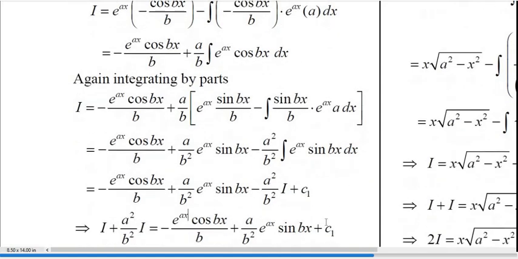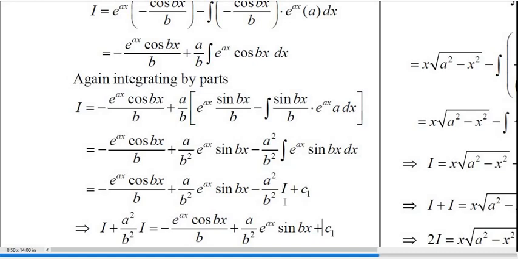Next, after multiplication, minus e power ax cos bx divided by b plus a over b square e power ax sin bx minus a square over b square, this a over b multiplying, then this a and this a become a square, this b and this b become b square, into integration of e power ax sin bx d of x. These all terms are same. Minus a square over b square, at the place of this we put I, because from equation number 1 this is equal to I, this is given in the question, okay, plus c1.